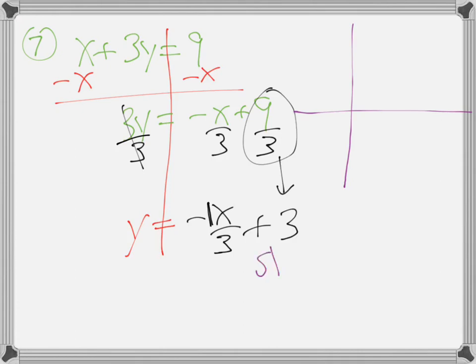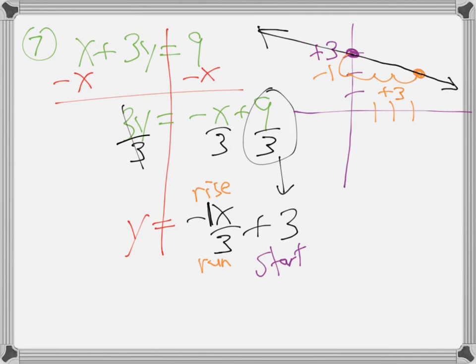All right, so where do we start? We start at up 3. It's positive, so it's up 3 in the middle. And then rise over run there. This is rise. This is run. So down 1, over 1, 2, 3. So down 1, over 3. Connect the dots. There's our straight line.